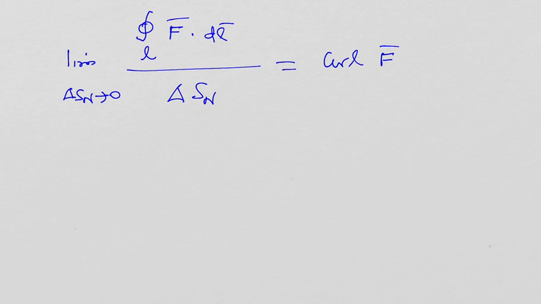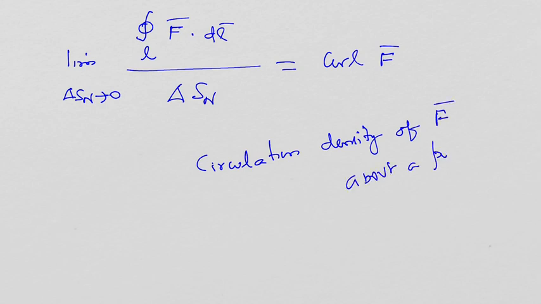It indicates the circulation of the vector field per unit area, the circulation density of a vector about a point. I can even call this circulation density, the amount of rotation, circulation per unit area of a vector quantity. The vector quantity is F in this case, about a point. How did you find a point here? As the area shrinks to 0, it will become a point. Initially it looks like an area, but as the differential area shrinks, it will become a point. Curl of a vector at a point quantifies the circulation of a vector around the point.